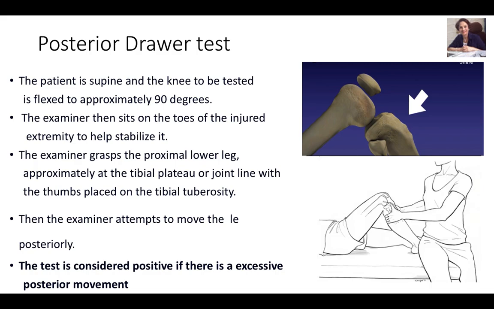And for the posterior cruciate ligament, the same position, but the hand which is holding the upper part of the leg is pulled backwards, like in this arrow. So the examiner pulls the tibia posteriorly. If there is excessive movement, then the posterior cruciate ligament is torn.